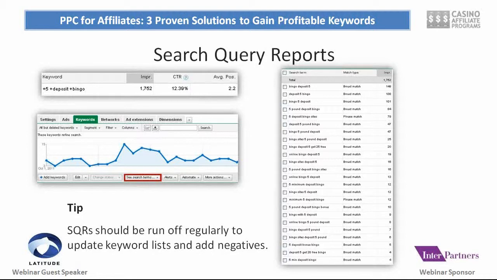These should be run off regularly. An important part of campaign management is to update your keyword list and make sure that you're only appearing for those search queries that are working for you. There isn't a general rule of thumb of when you should run these off. It depends on the size of the account, perhaps the importance of the keyword, but they should be run off regularly. Our company will be doing it at least weekly for the bigger accounts to make sure that our keyword lists are as up to date as possible.